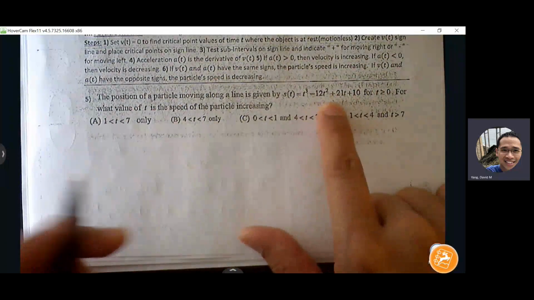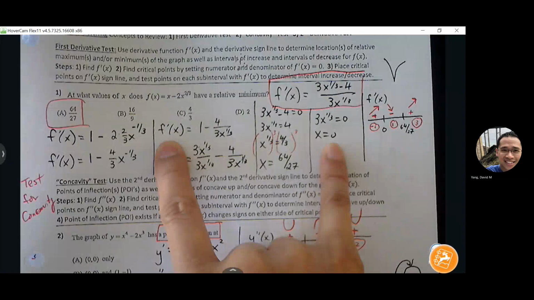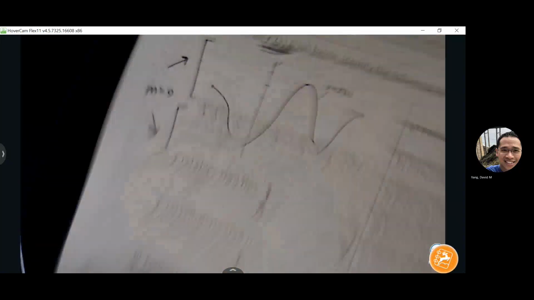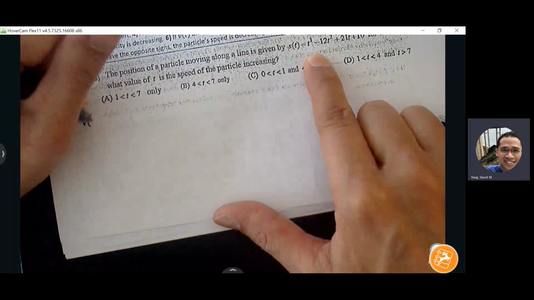All right. So first thing, let's go ahead and find velocity. Then we'll set velocity equal to 0. Then we'll find critical points. So basically the same steps as we did with the first derivative test, which now we call particle motion. Okay, so let's find velocity first. Go through power rule.